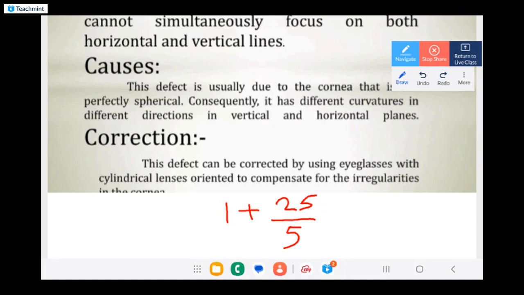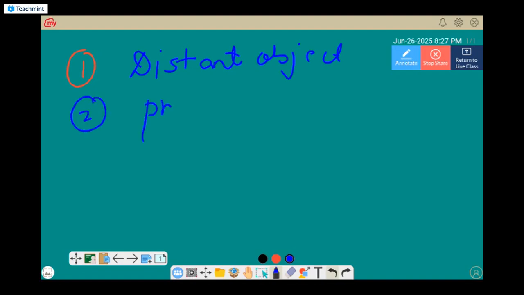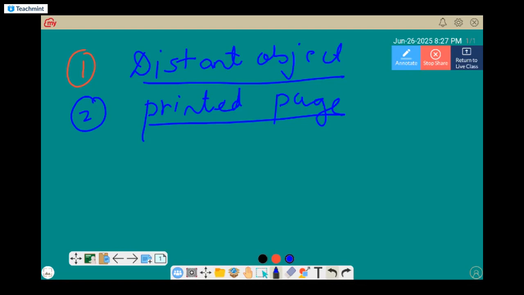Is it 6? Yes, it is 6. Okay, and there has been this question that was asked in a few papers, so just taking up that question. The question was asked, how are you going to differentiate between a concave and a convex lens? First situation, a distant object, and the second situation, a printed page. With the use of these two, how do you get to know whether the lens that you're using is a convex lens or a concave lens? Here you have to differentiate based on how the objects have been put.